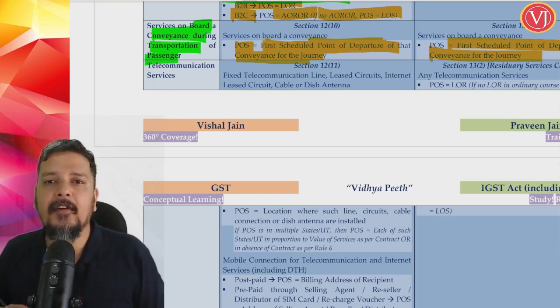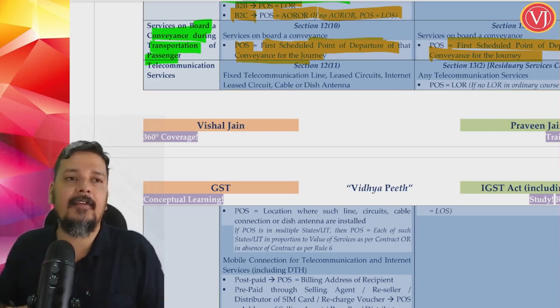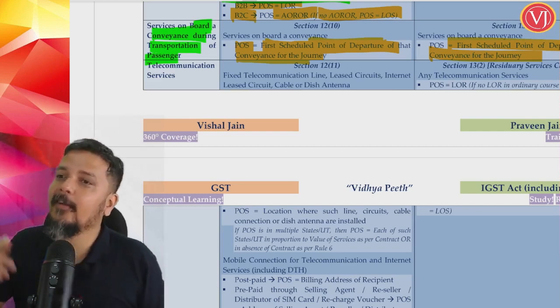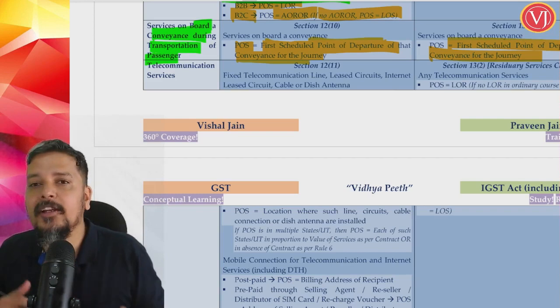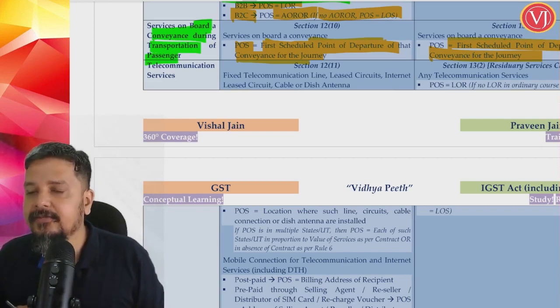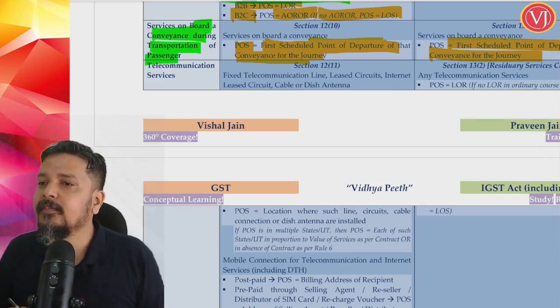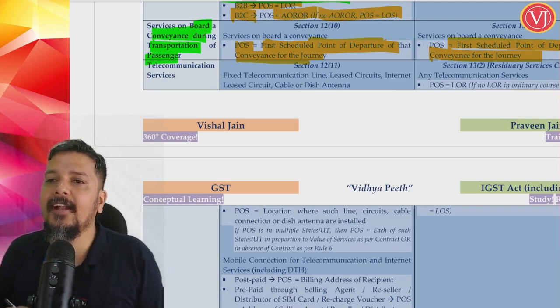What is the place of supply for them? Are they going to differentiate whether you are from India or from outside India? They are not in a position to differentiate. Then they will go with what? The first scheduled point of departure of that conveyance.